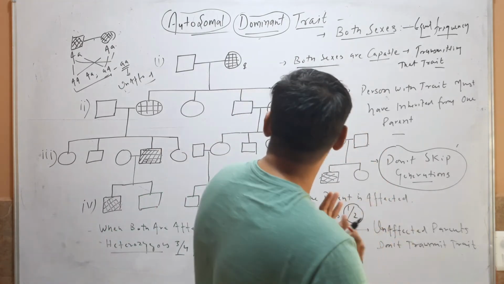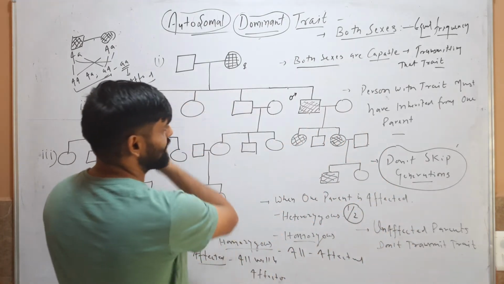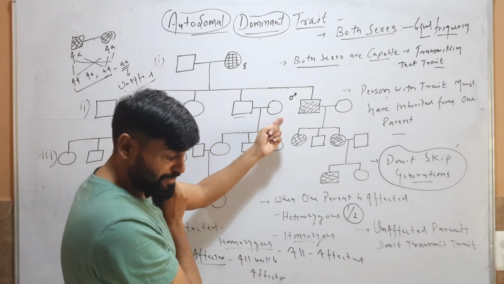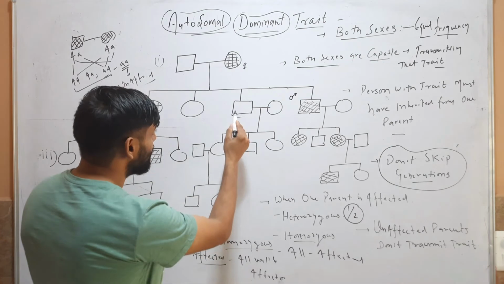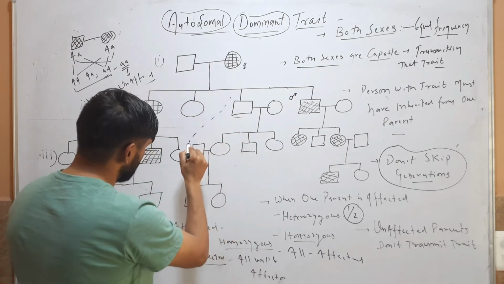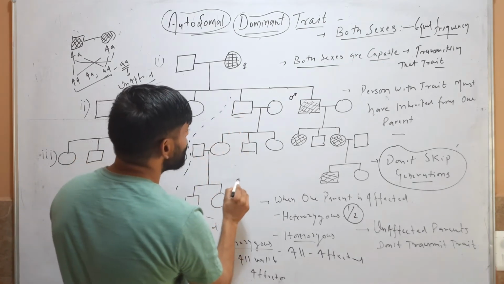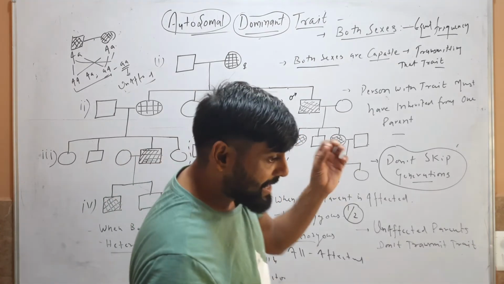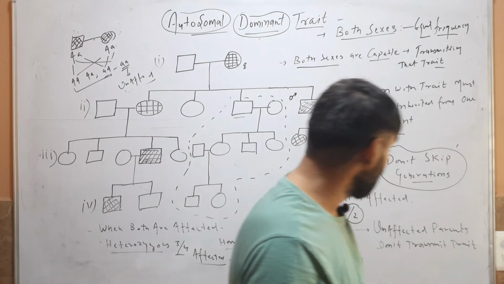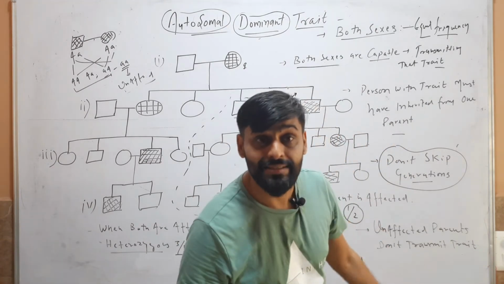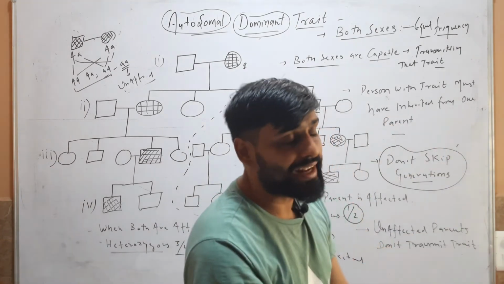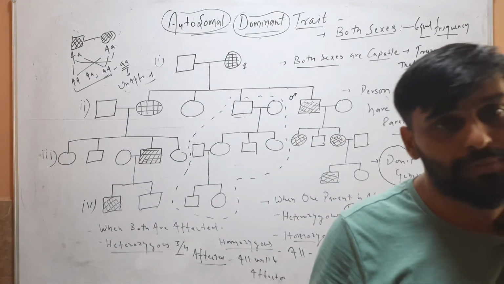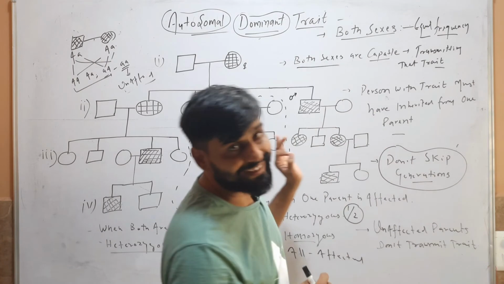The last character of this trait is that an unaffected parent does not transmit the disease. If both parents are unaffected, here in that pedigree you can see that this male is unaffected and this female is also unaffected. In the whole of this pedigree you can see that no one is affected. So unaffected parents never transmit that disease, or you can say trait. To transmit that trait, at least one of the parents has to be affected.